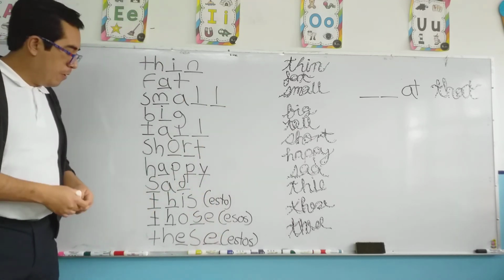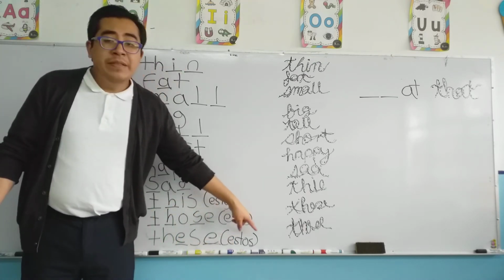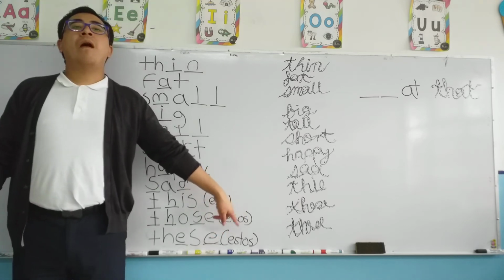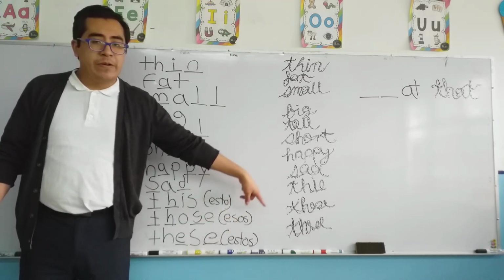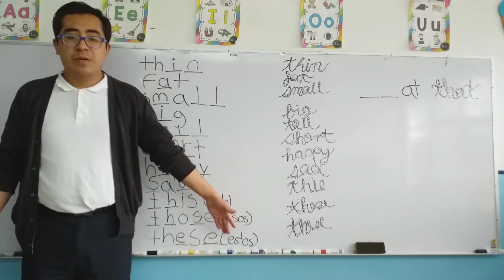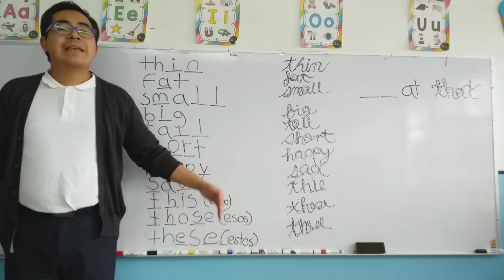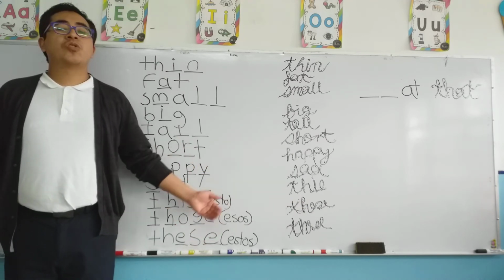For example, these are markers. Estos son plumones, ok? Un grupo de objetos que se encuentran cerca de nosotros.